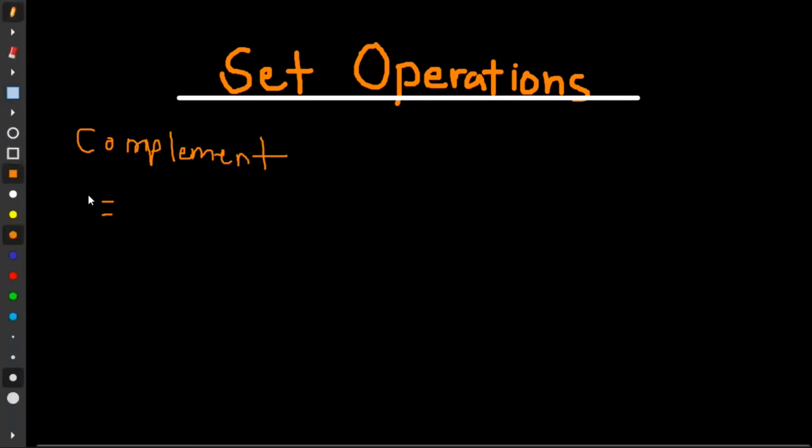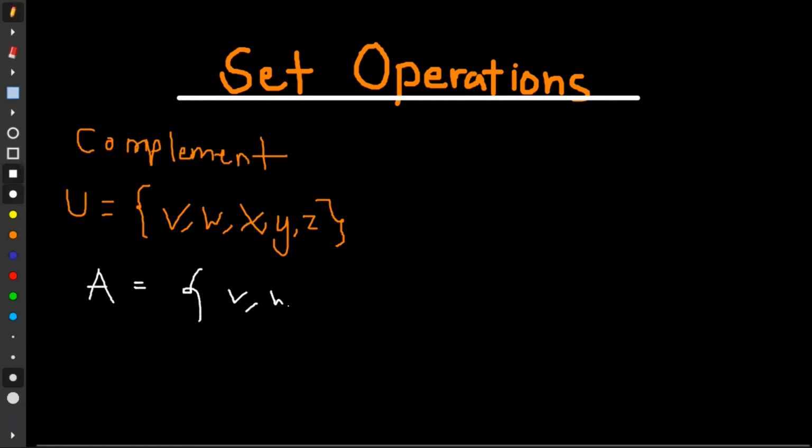So say for example the universal set is the set that contains V, W, X, Y, and Z. What would be the outcome if A is equal to {V, W}? When we are asked to get the A complement, we simply get the elements that are not present in A, which are these three elements. So it will be the set containing X, Y, and Z.